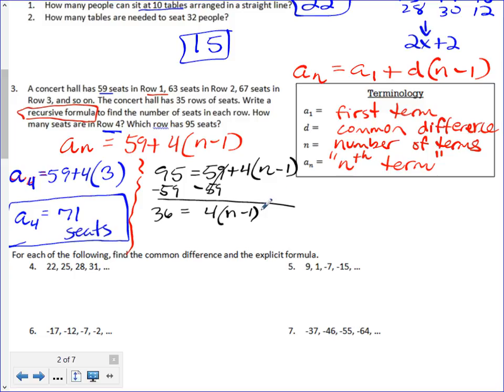Because this says 4 times that. So the opposite of times is divide. So divide both sides by 4. What's 36 divided by 4? 9. Yep, 9 equals n minus 1. What's last? Plus 1, trying to get n by itself. So if I add 1 to both sides, what's n? n is 10. 10th row, that's correct.